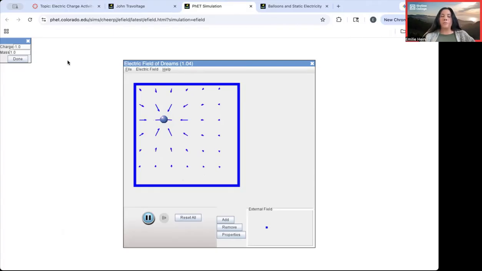We'll see in this chapter that typically we measure our charges in coulombs, and you'll learn more about that. We're also given a mass, so this could be something like an electron, for example. You can change that, make it positive, add more, remove, etc.